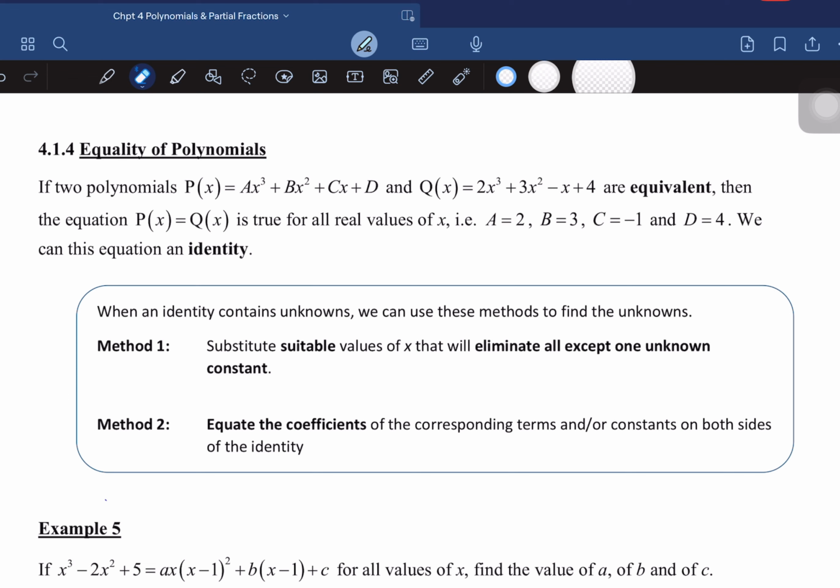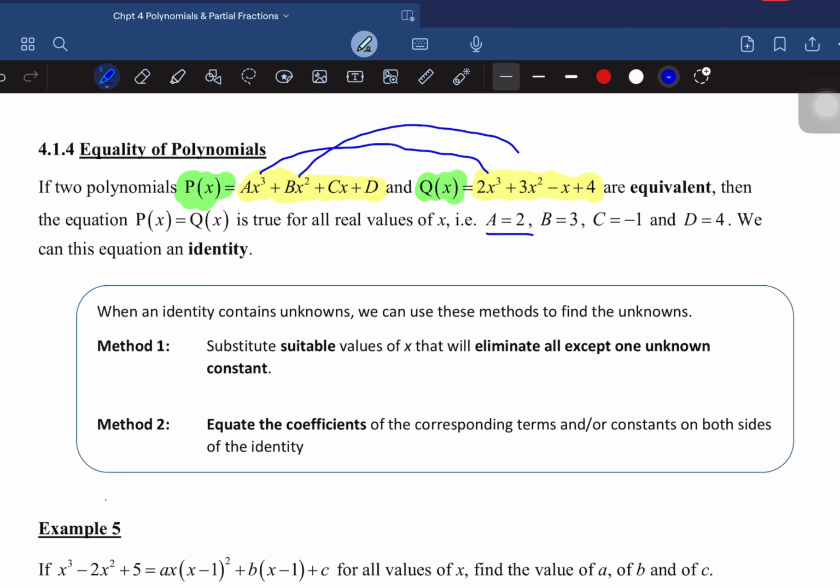So when two polynomials are equal to each other, like for example here polynomial P is equals to polynomial Q, then we can say that this ax cubed plus bx squared plus cx plus d is equals to 2x cubed plus 3x squared minus x plus 4. So by comparing, the x cubed compare with the x cubed, so the a is 2.